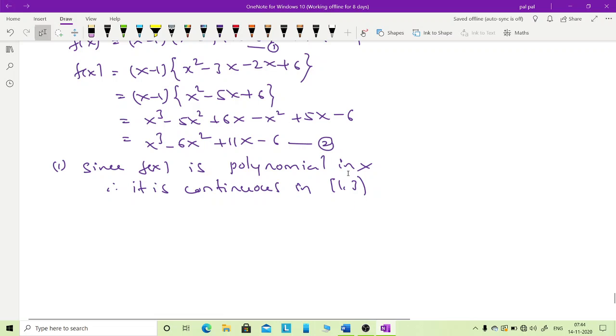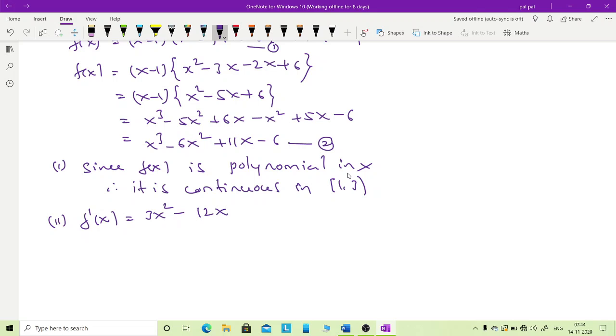Next, take the differentiability condition. Take f dash of x. So the second condition, differentiability: f dash of x is equal to the differentiation of x cube, which is 3x square, minus the differentiation of 6x square, which is 12x, plus 11. It is also a polynomial, so definitely it is differentiable, it exists in 1, 3. Therefore it is derivable.